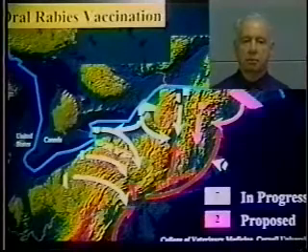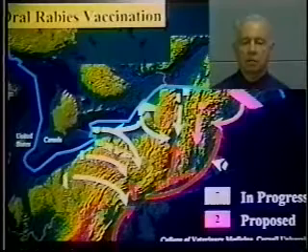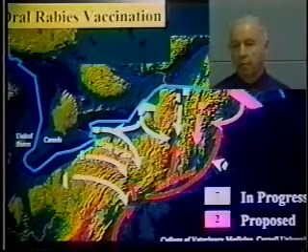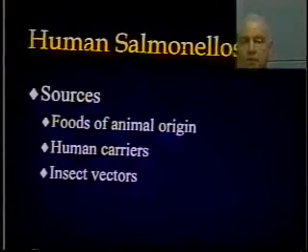This slide simply shows some of the areas of the United States in which there have been these bait programs that have been used to try to control wildlife rabies.